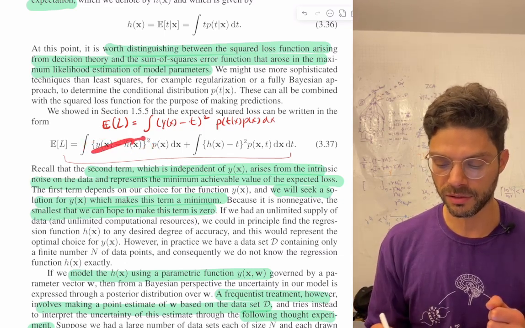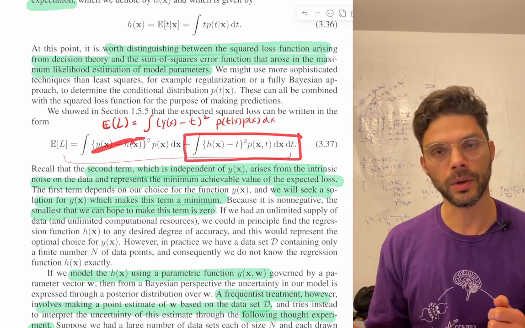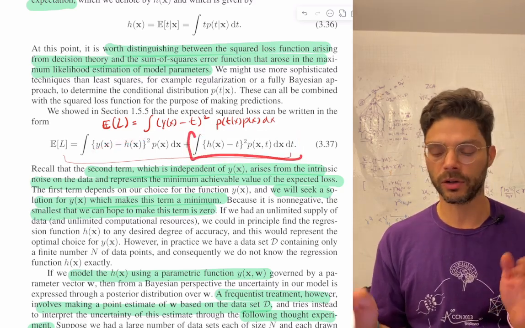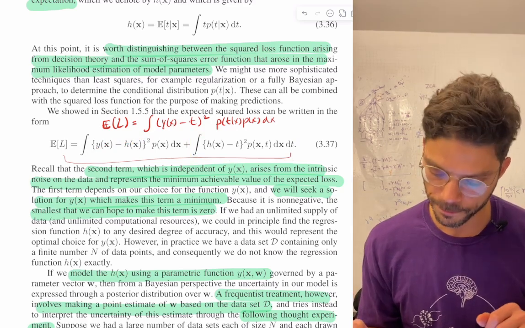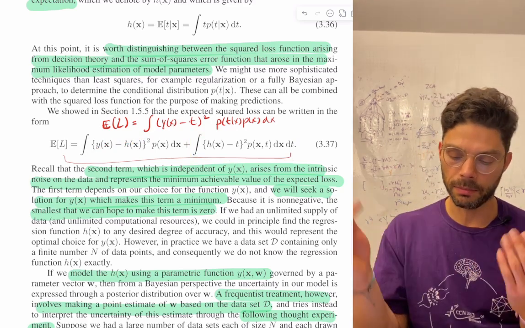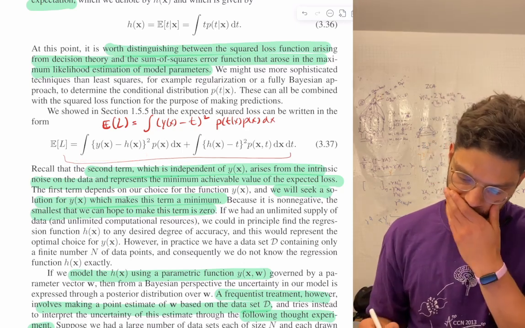So if we set this to 0, we'll still have this to deal with. That's kind of out of our control. It's just the intrinsic noise in the signal, and so that's kind of the minimum bar. So we just need to work with this part.